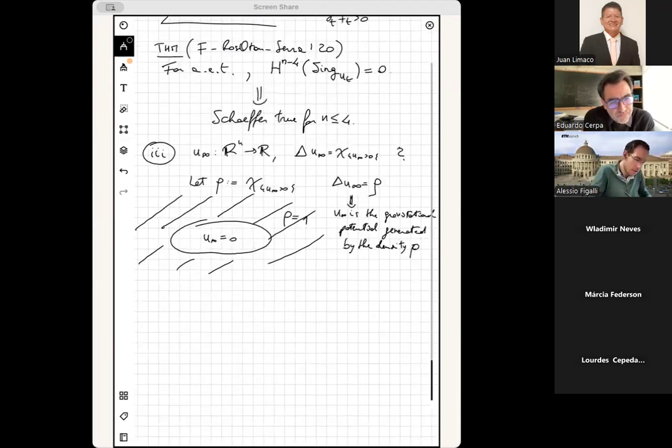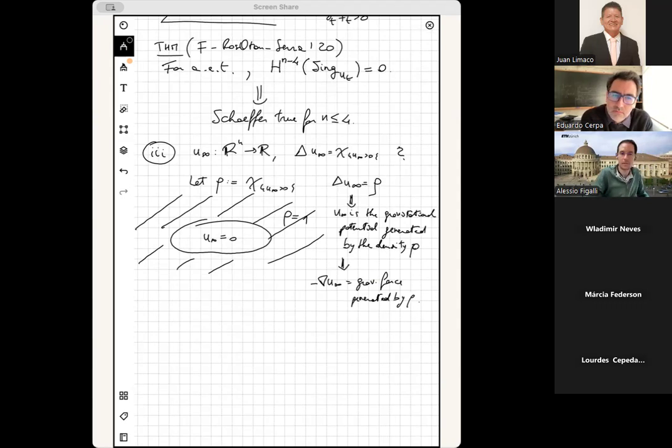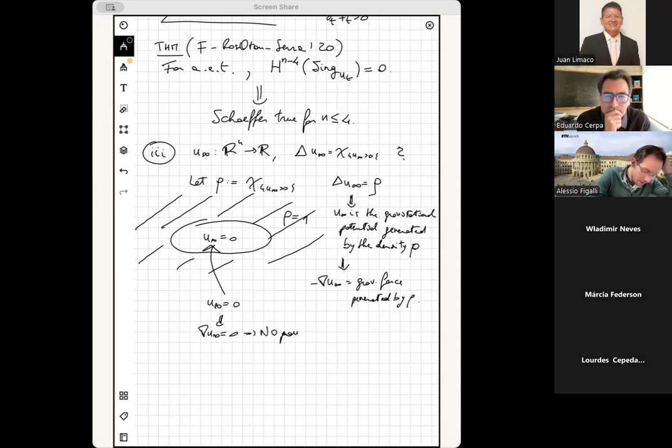which means that minus the gradient of u_infinity is the gravitational force generated by rho, right? Just physics, right? You take a density, you solve the Laplace equation, you have the gravitational potential, you take minus the gradient, that's the gravitational force. And here, inside this region, u_infinity equals 0 means also that the gradient of u_infinity is 0, which means that there is no gravity in it.